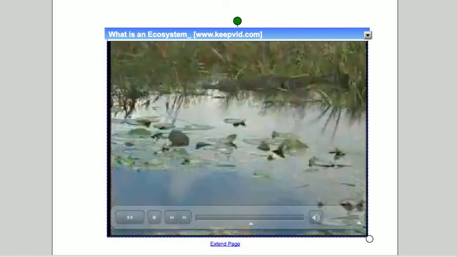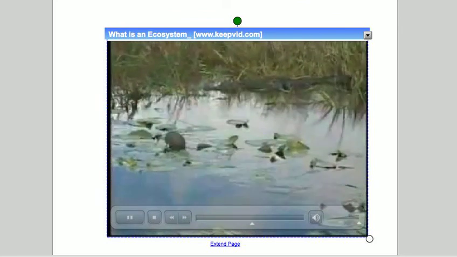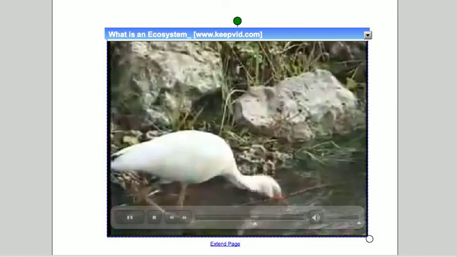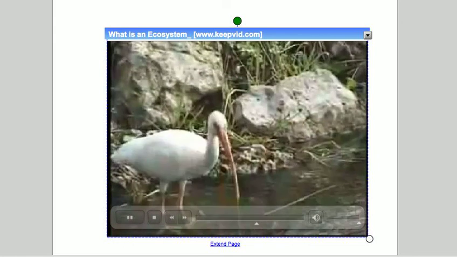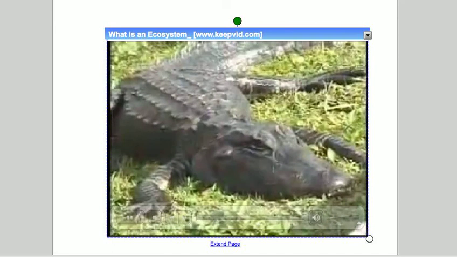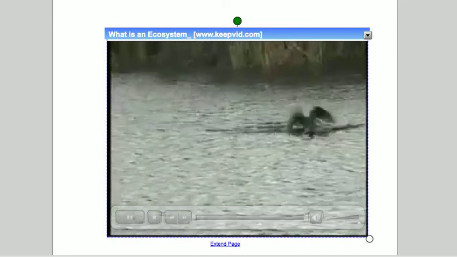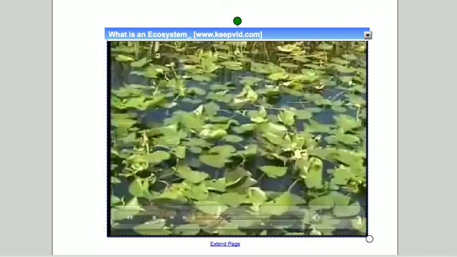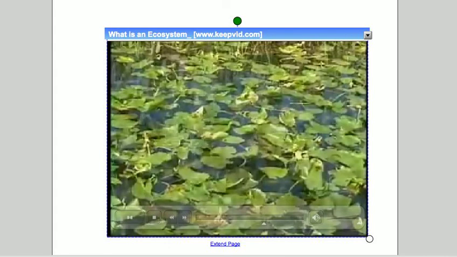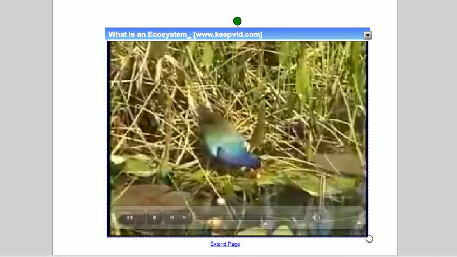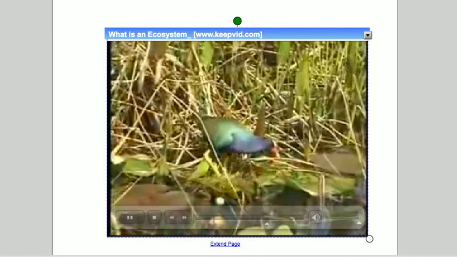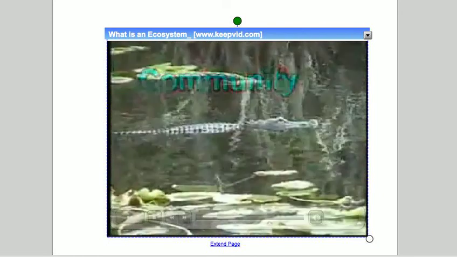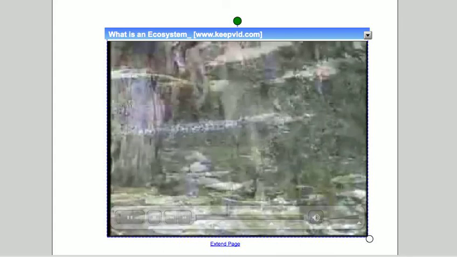Rarely in nature is a single population of organisms the only population in a place. For example, in this wetland located in the Florida Everglades, there are populations of alligators, anhingas, fish, and water lilies, to name just a few. All these different populations of living things make up a community. A community consists of all the living organisms in an area.